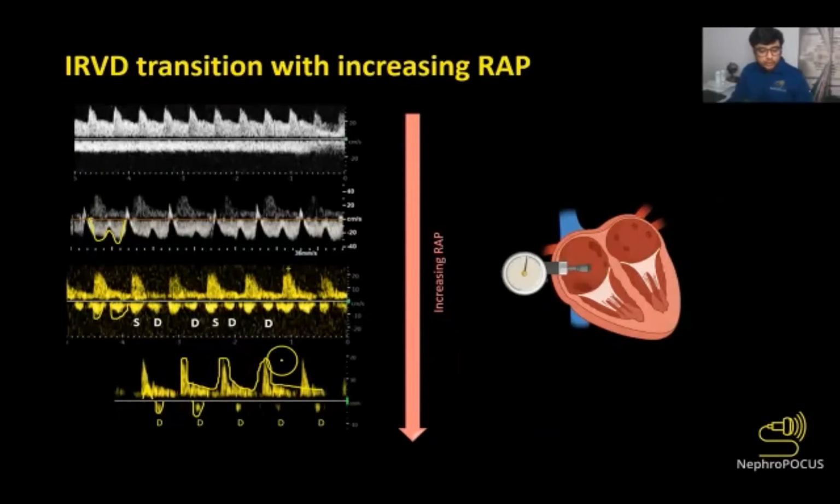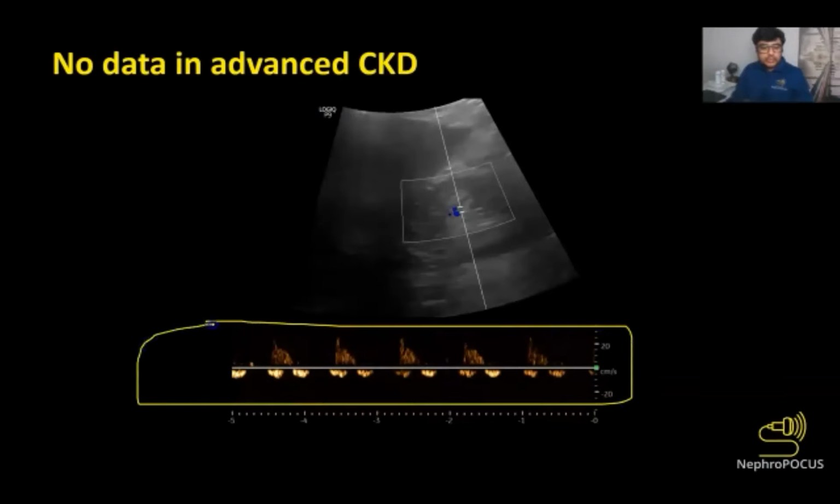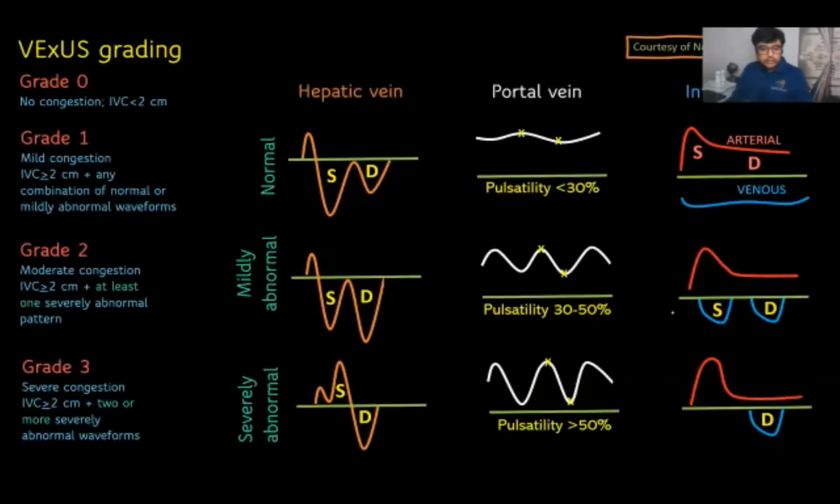And one big caveat of intrarenal venous waveforms is that these waveforms are not well validated in chronic kidney disease. For example, I got this image from a chronic kidney disease stage 5 patient who is not on dialysis from nephrology clinic. The IVC is not dilated. There are no other stigmata of venous congestion, but here you can clearly see that there is a biphasic pattern suggestive of congestion. So it has to be interpreted in the right clinical context, like any other sonographic parameter.